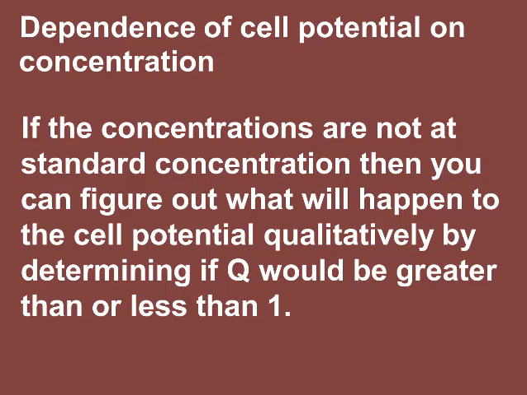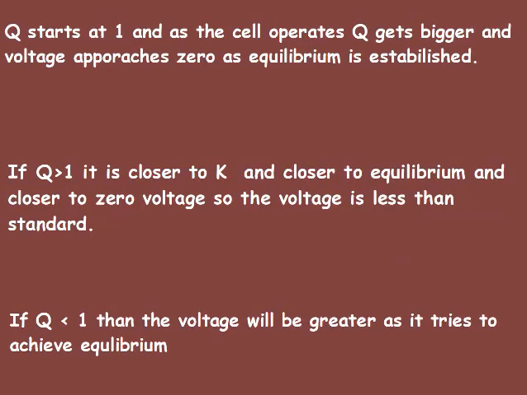We said that for it to be a standard cell, everything is going to be in 1 molarity. But if it's not in 1 molarity, how does that affect cell potential? If the concentrations are not at standard concentration, then you can figure out what will happen to cell potential qualitatively by determining if Q will be greater than or less than 1. Q starts at 1 because all of our concentrations are 1. So 1 over 1 equals 1. As the cell operates, Q is going to get bigger and bigger as the voltage approaches 0, as equilibrium is established.